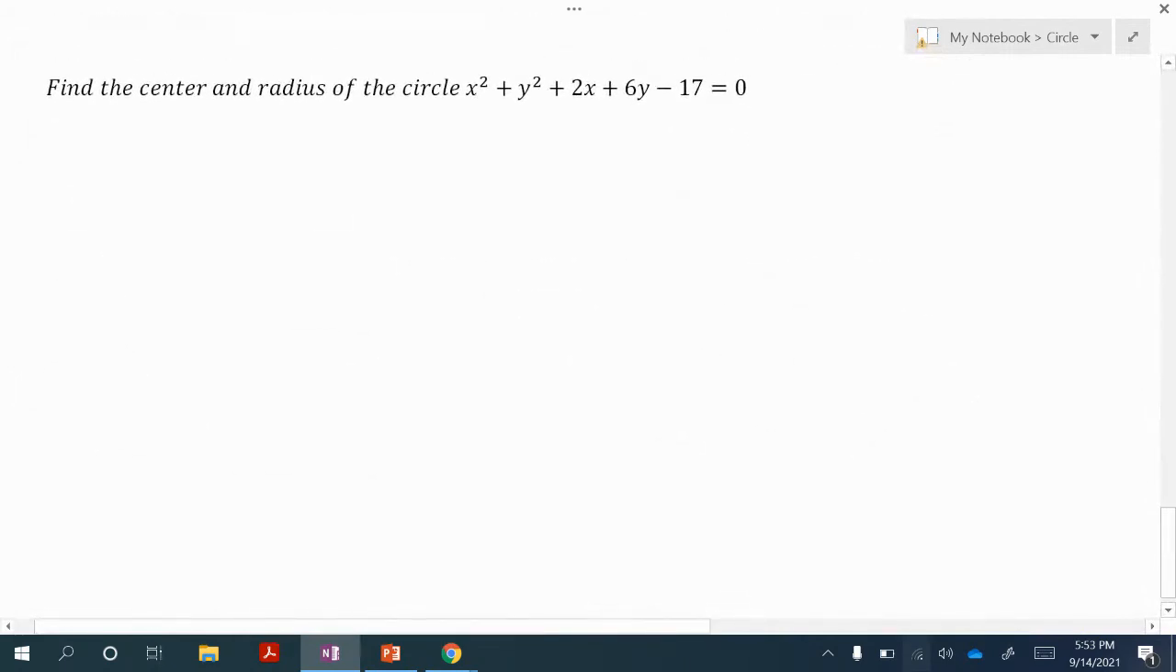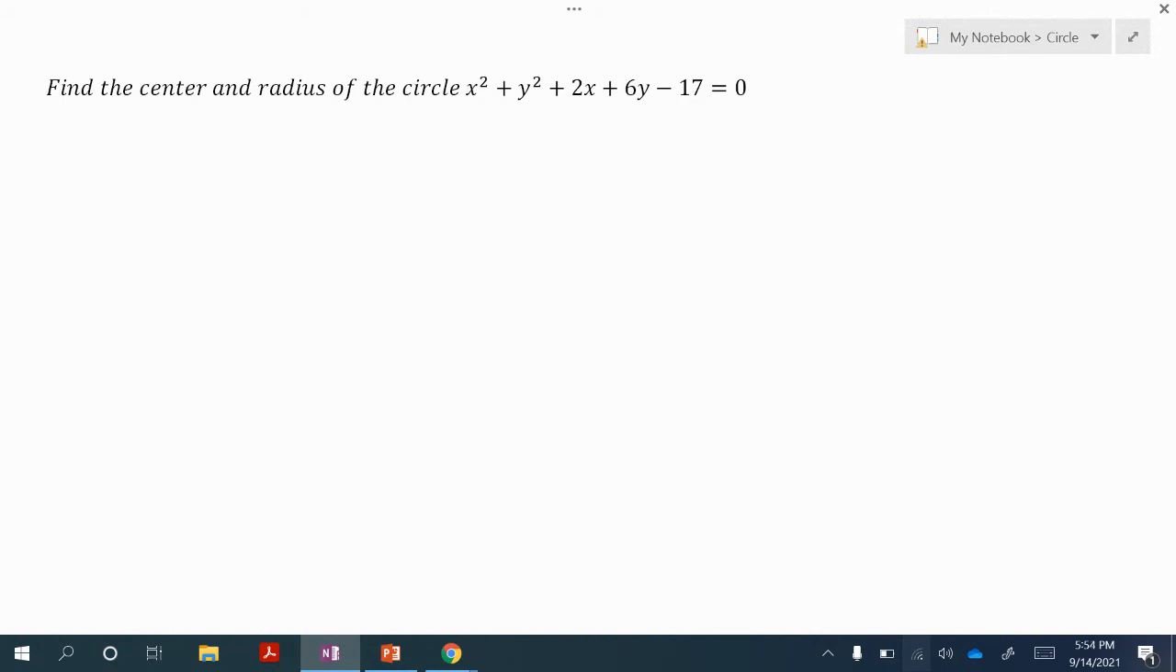Okay, now we'll take a look at the last example, and here we're asked to find the center and radius of a circle that's in what's called the general form of a circle. So we have x squared plus y squared plus 2x plus 6y minus 17 is equal to 0. In order to transform general form into center radius form, we have to do what's called completing the square. There's a separate video posted beneath this video which shows you how to complete the square.